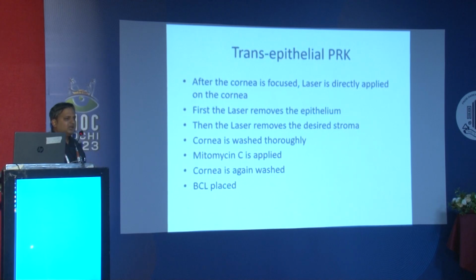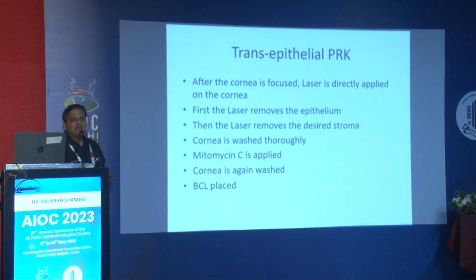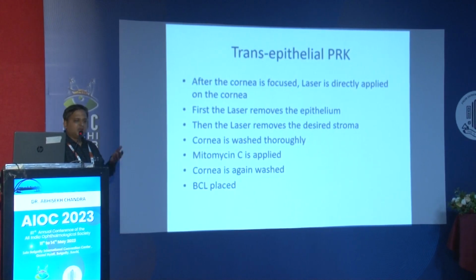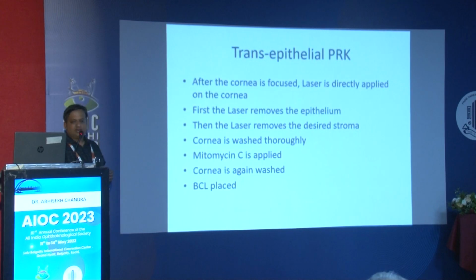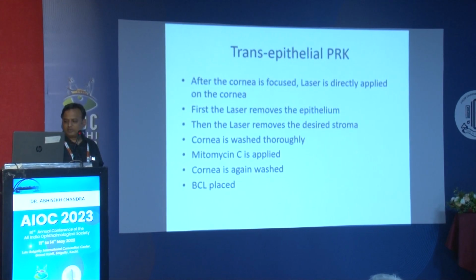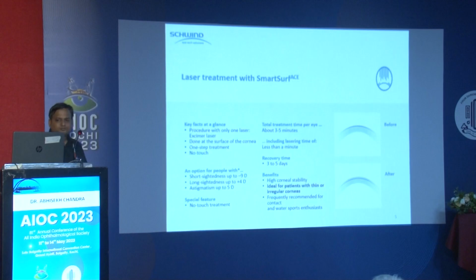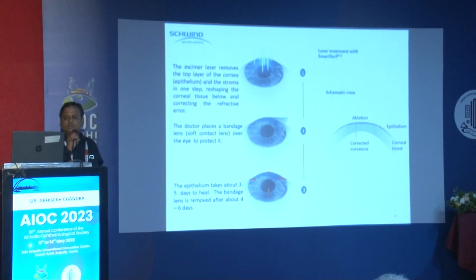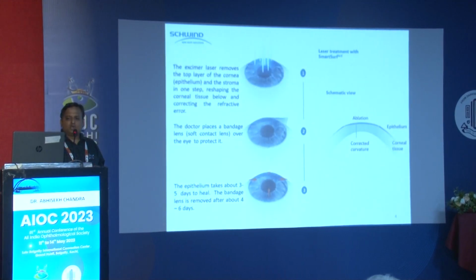So let me tell you that transepithelial PRK is the easiest surgery in ophthalmology. You don't have to do anything. You just have to focus, put your foot switch, do the laser, apply mitomycin C, and put a BCL. So it's one of the easiest surgeries in ophthalmology and a very rewarding surgery. As I told you, the excimer laser removes the top layer of the cornea, epithelium and the stroma, in one step, and it reshapes the corneal tissue below and corrects the refractive error.